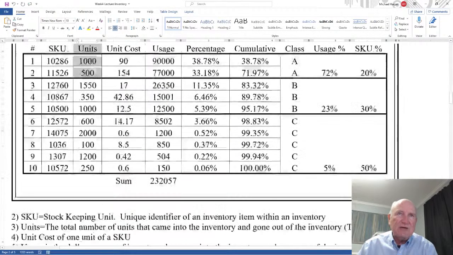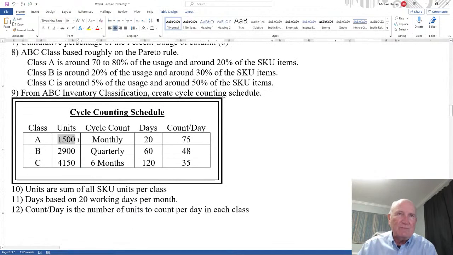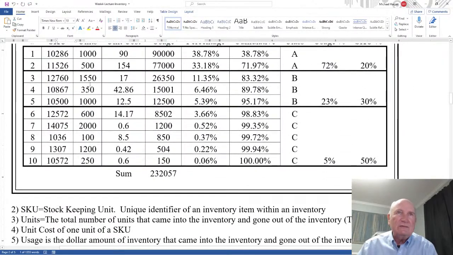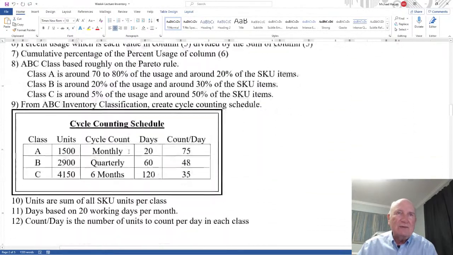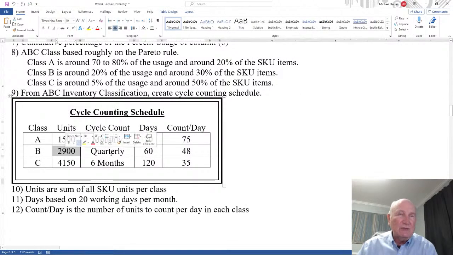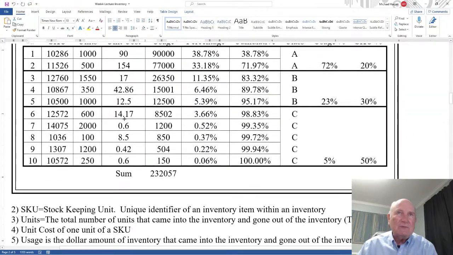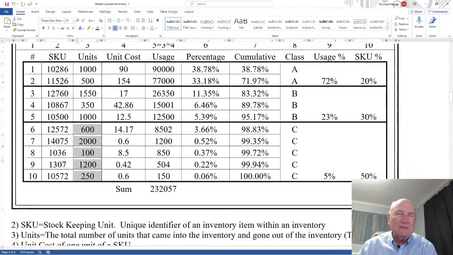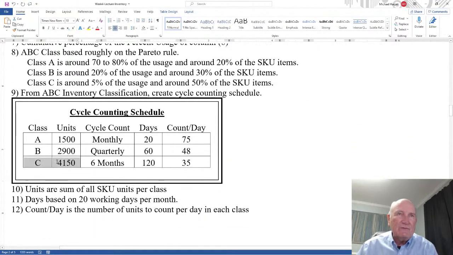Well, 1,000 plus 500 is 1,500, and that's where that came from. I add up all of these. Those three added together turn out to be 2,900 units in that class. Same with the C. Add up the C items here. Whoops, wrong ones. C items, C units, and I'm going to have 4,150.